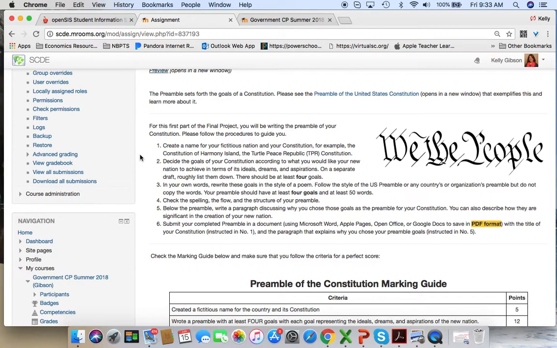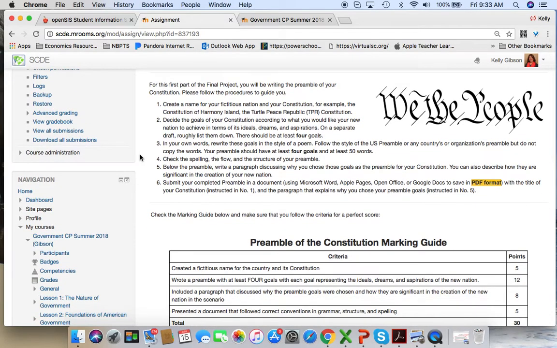Then you will submit your preamble in a document saved in PDF format. You can use any word processing program, but the only type of file that will be accepted is a PDF. If you are having trouble with a PDF and you are using Google Doc, you may submit the link to your Google Doc. So the file you'll submit will have your preamble, the title of your Constitution, and the paragraph.